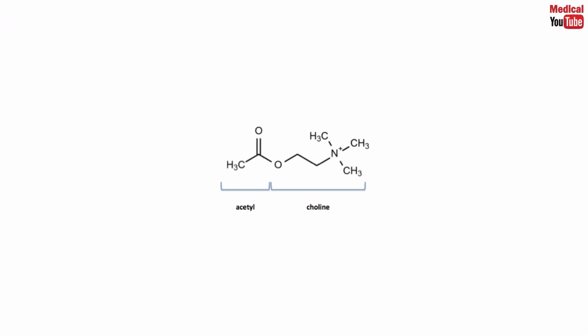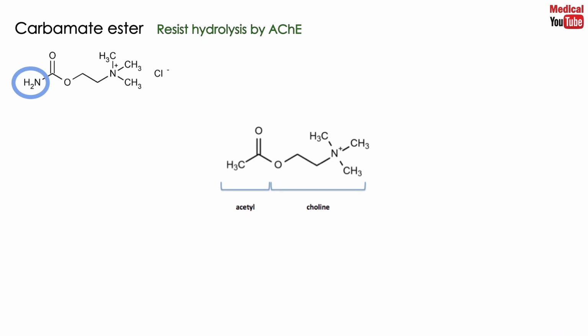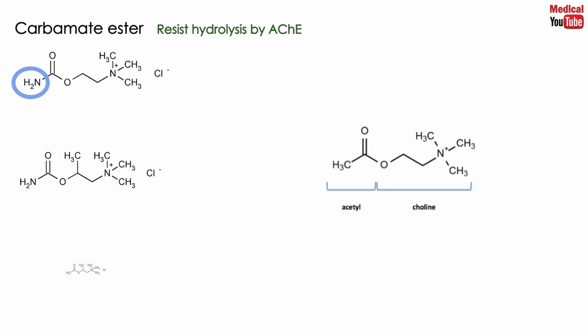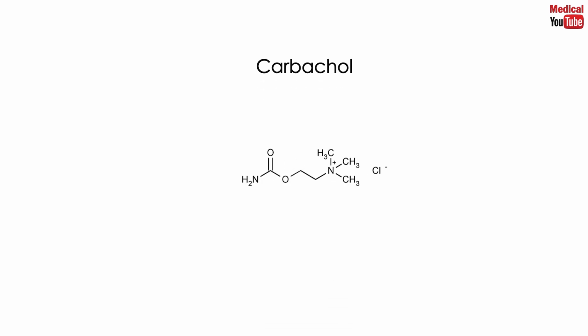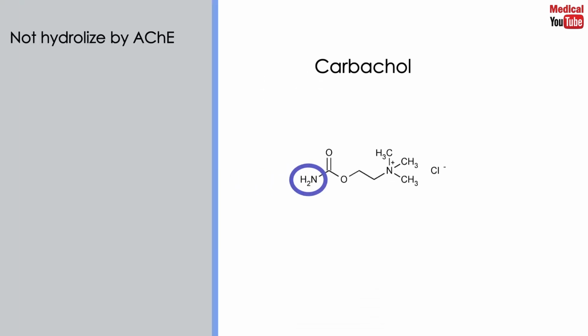To overcome acetylcholine problems, two modifications have been developed. Making a carbamate ester, to resist hydrolysis by acetylcholinesterase, or making beta-methylation, to make the product more selective to muscarinic receptors. Carbachol is an ester of carbamic acid, so it is not hydrolyzed by acetylcholinesterase, although it is inactivated through hydrolysis by other esterases but at a much slower rate. But it still has muscarinic and nicotinic actions.